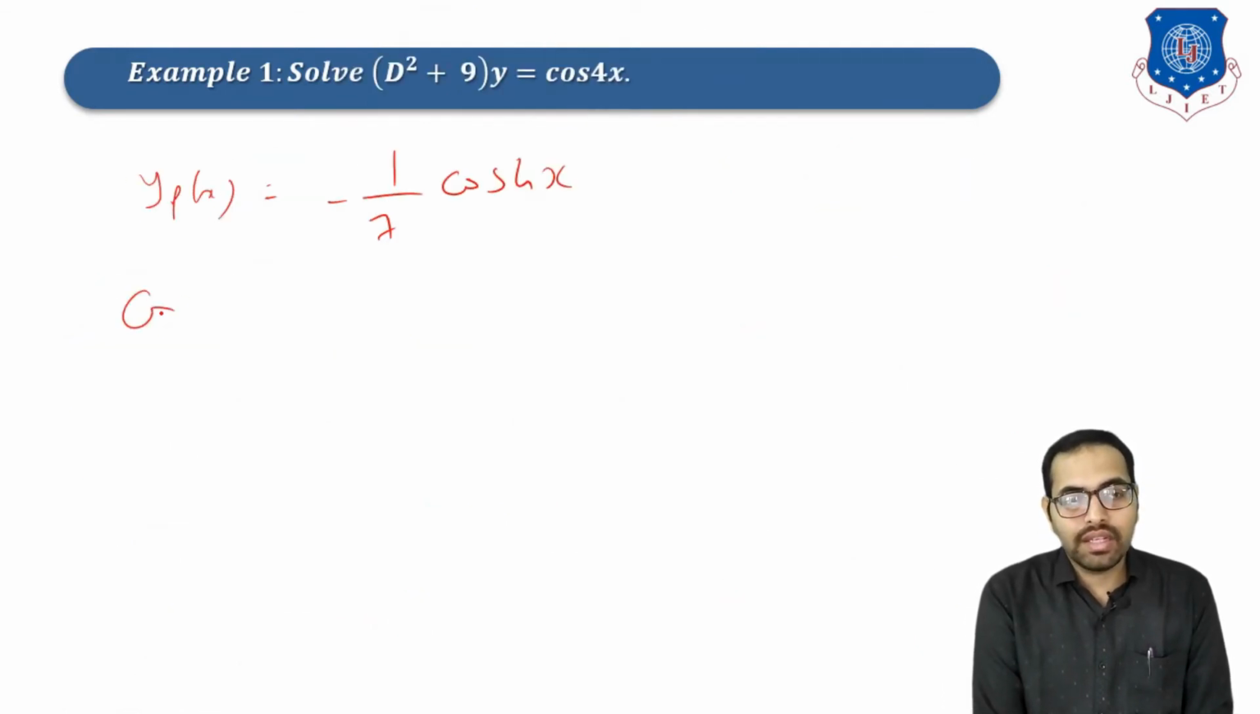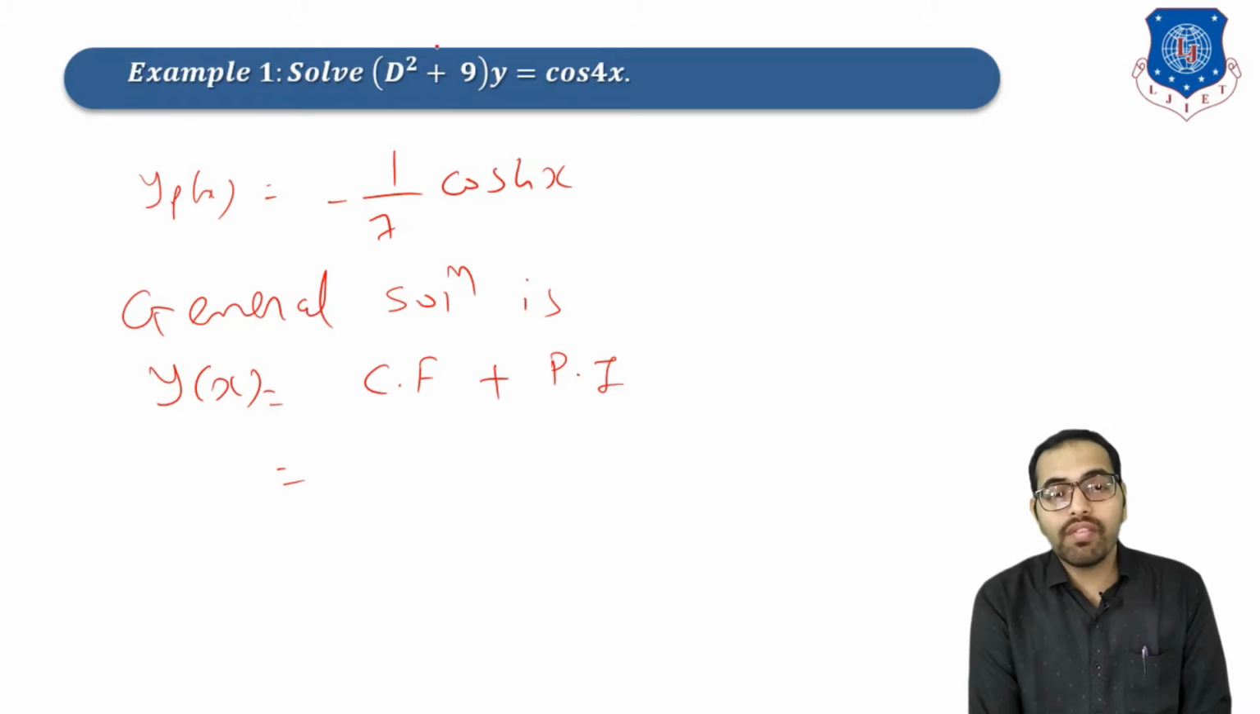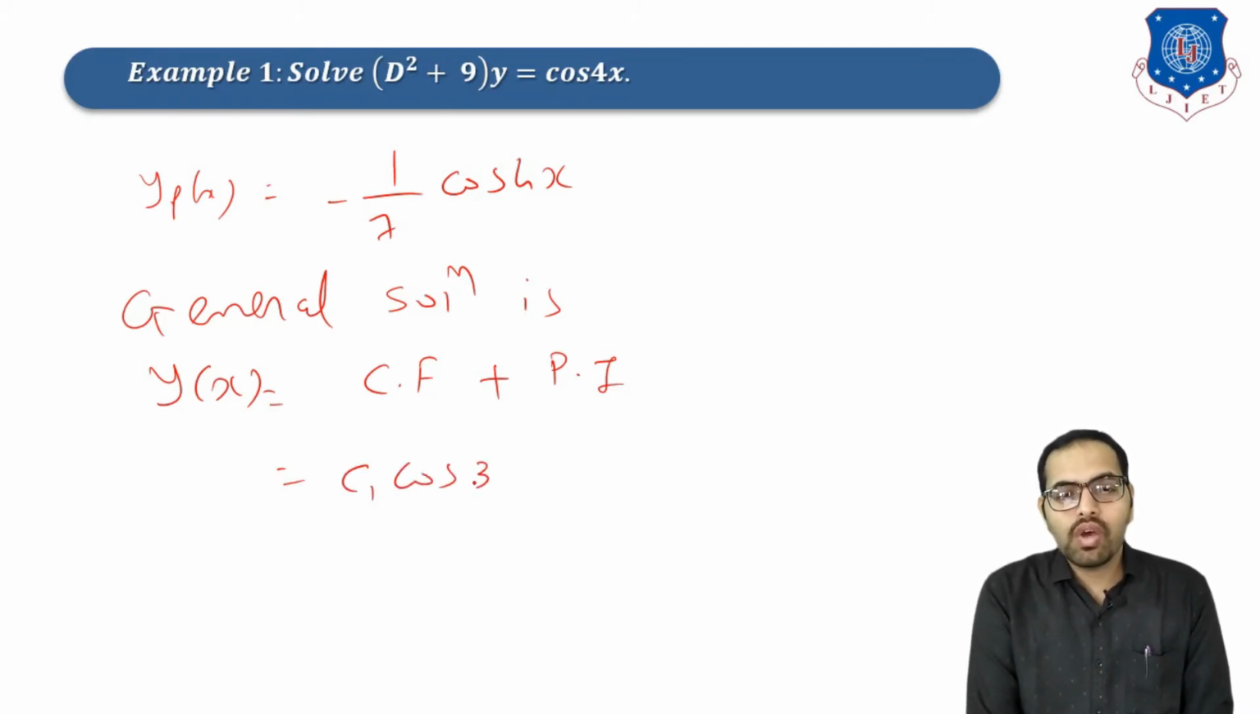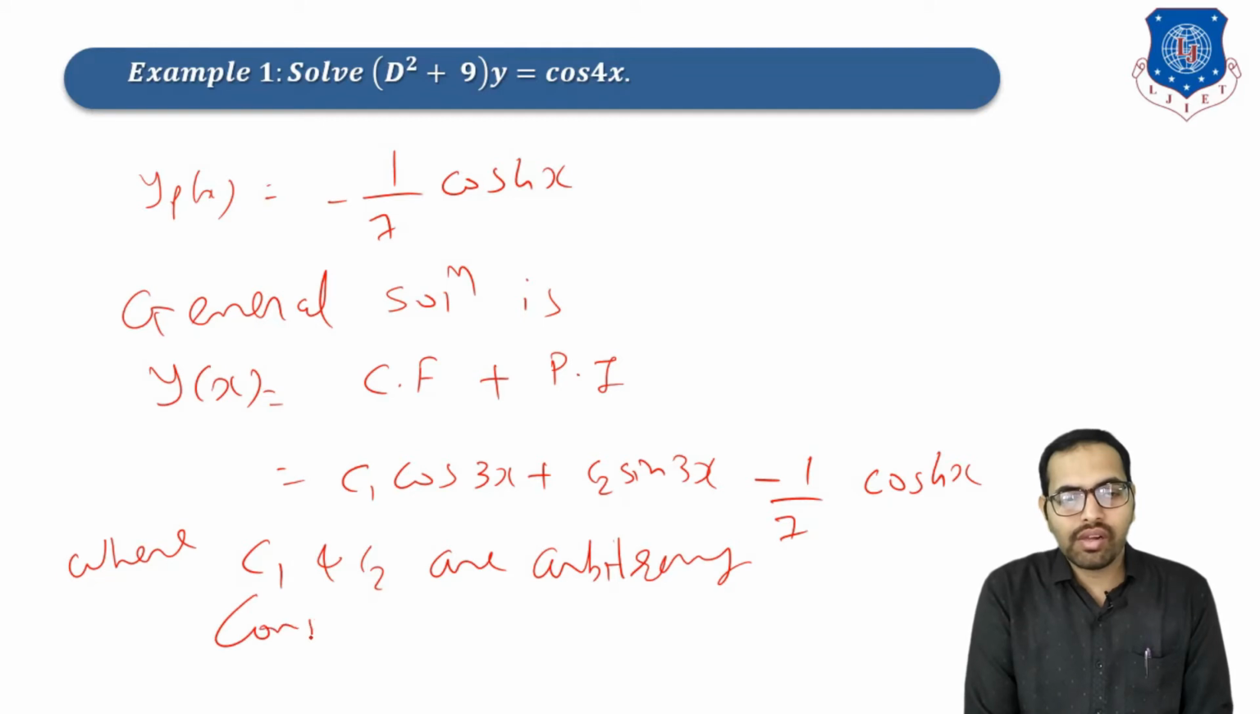Now the general solution is y of x equal to the combination of complementary function and particular integral. Here, whenever we find the factors, they become plus or minus 3i, then it becomes c1 cos 3x plus c2 sin 3x minus 1 by 7 cos 4x, where c1 and c2 are arbitrary constants.